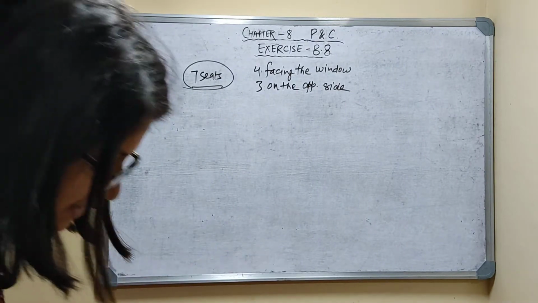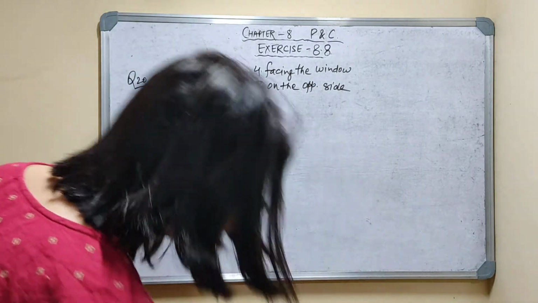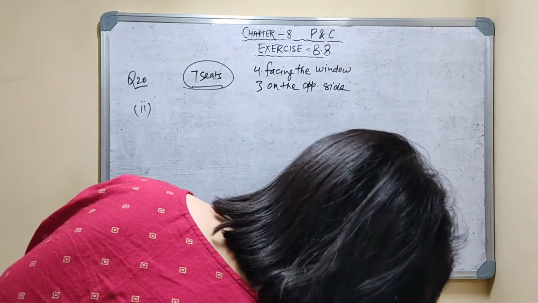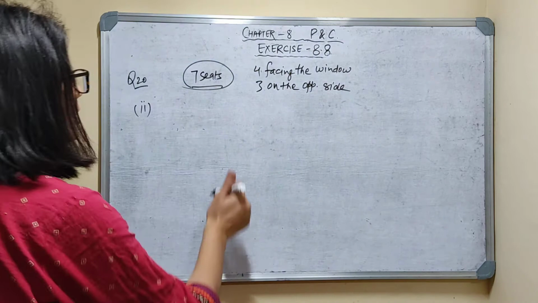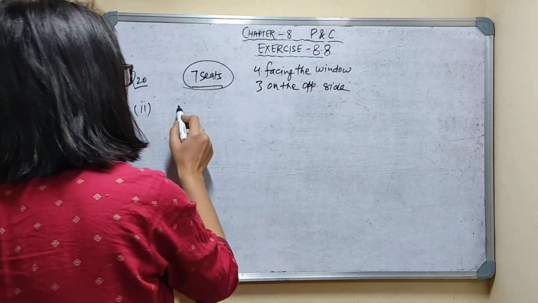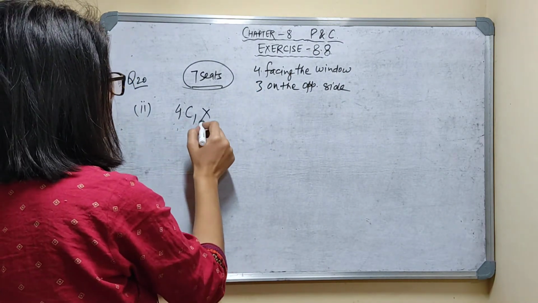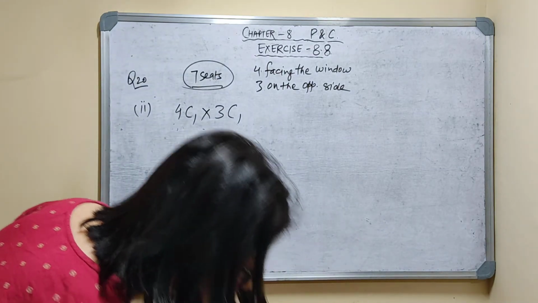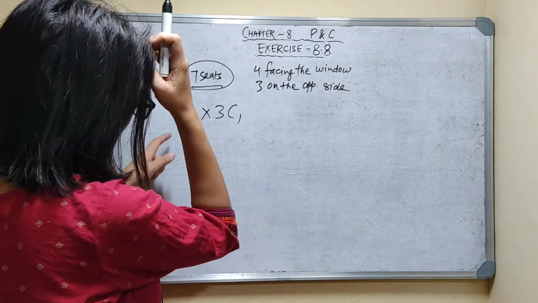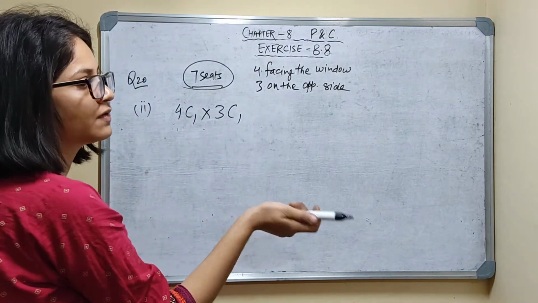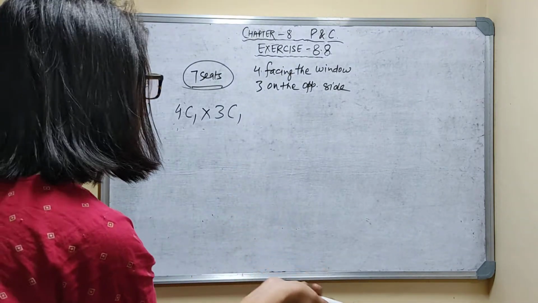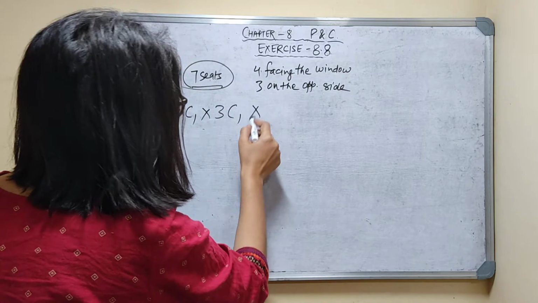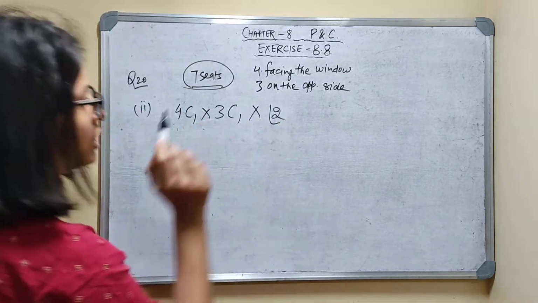Now the second part: X and Y must sit on opposite sides. How will you do it? 4C1, one will sit on this side, and 3C1 on the other. Whichever you take, both will be the same only. So I have to take 4C1 into 3C1, and these two can arrange themselves in factorial 2 ways.